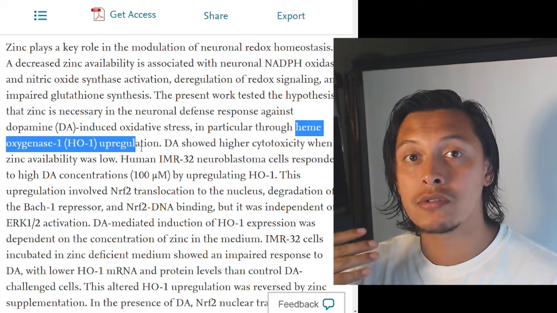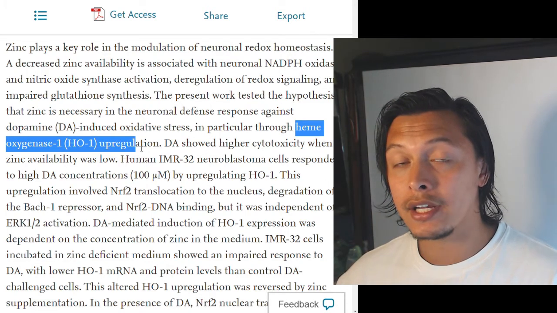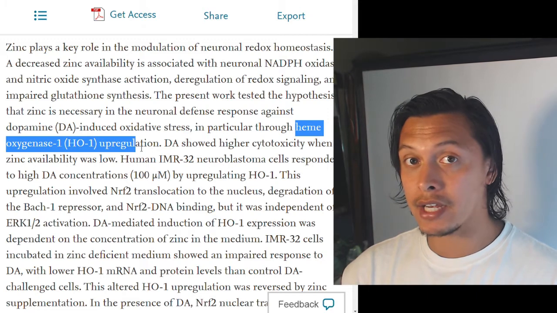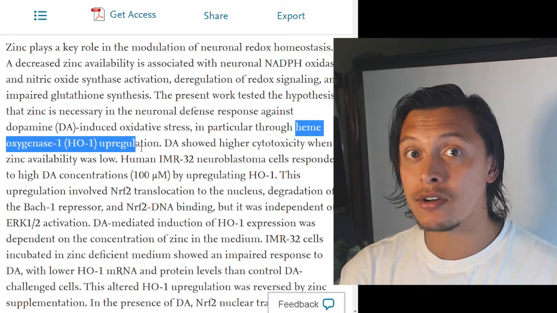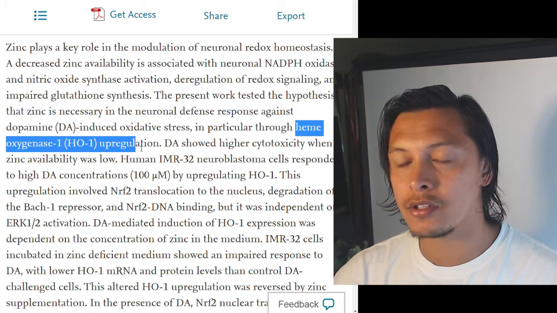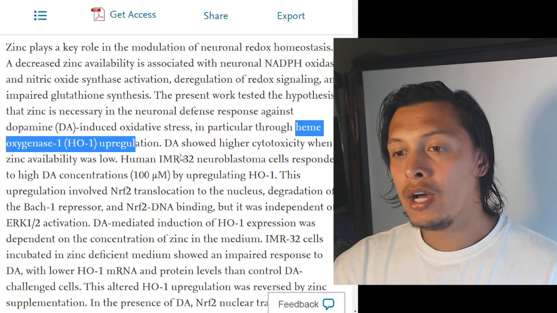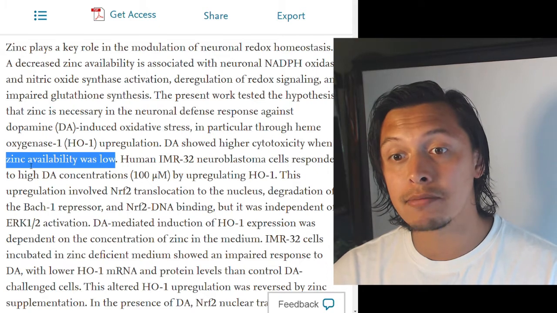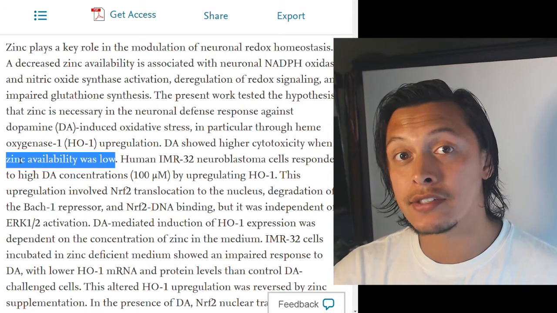Well, some of that regulation sometimes requires metal cofactors or other chemicals. And if someone is deficient in zinc, or at least has low bioavailability of zinc, and one of the things that can cause this is zinc can literally accumulate in certain cells and not become bioavailable, and it can basically precipitate out of the solution. Regardless, there are ways to make zinc unavailable in the brain. So dopamine showed higher cytotoxicity when zinc availability was low. So this is telling us that zinc probably plays a role in the regulation that prevents this oxidative stress.